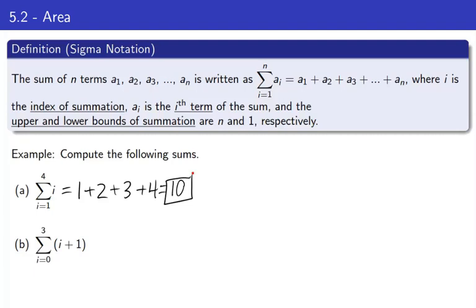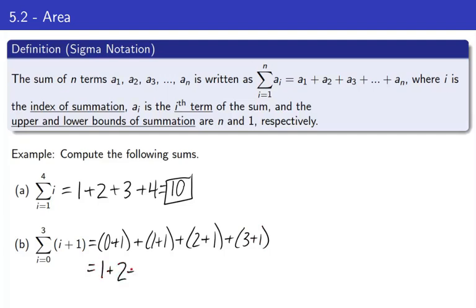Next one. i is going from 0 to 3. So I'm going to plug in 0, 1, 2, and 3. When I plug in 0, let's write it like that. Then I'm going to plug in 1. Then I'm going to plug in 2. And then I'm going to plug in 3. So I'm going to go from 0 to 3. Let's see, I get 1 plus 2 plus 3 plus 4 again. Huh, how strange. Or is it?